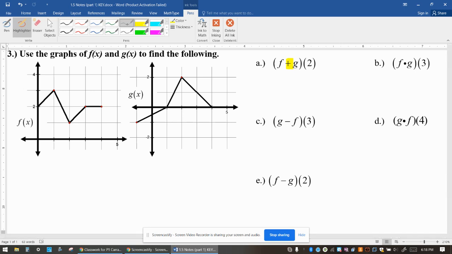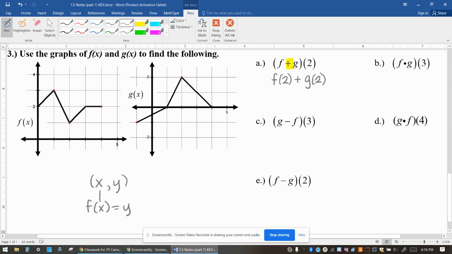For graphs, I find it easier to work with the two functions separately and then add them, subtract them, multiply, or divide them afterwards. So what I do is I find f of 2 and g of 2, and then I add my answers. Quick reminder, for function notation, ordered pairs are written as f of x equals y. So the x value is the one in the parentheses, and the y value is the one that goes after the equal sign. So when you read f of 2, you have to remember that that is an x value. We discussed that in the previous half of the unit.